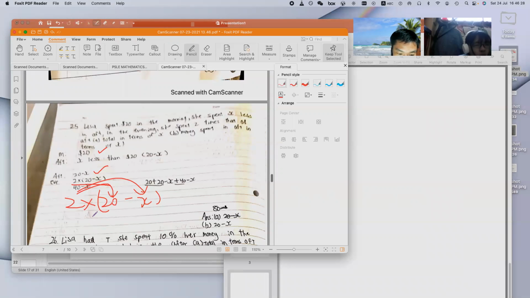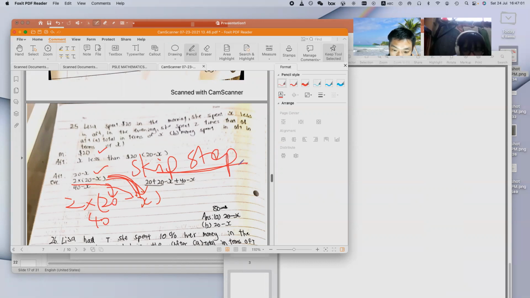2 times 20, first arrow, what you get? Hello, 2 times 20, what are you waiting for? 40. Okay, second arrow? 2x. You look at your answer. How come there is an x here? Now you tell me it's 2x. Next time, if you skip step, and if your answer is wrong, you will get the punishment from me, okay?